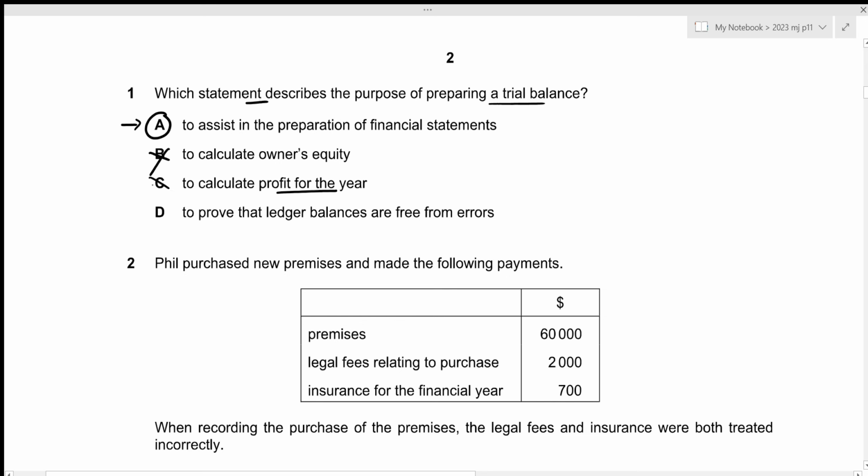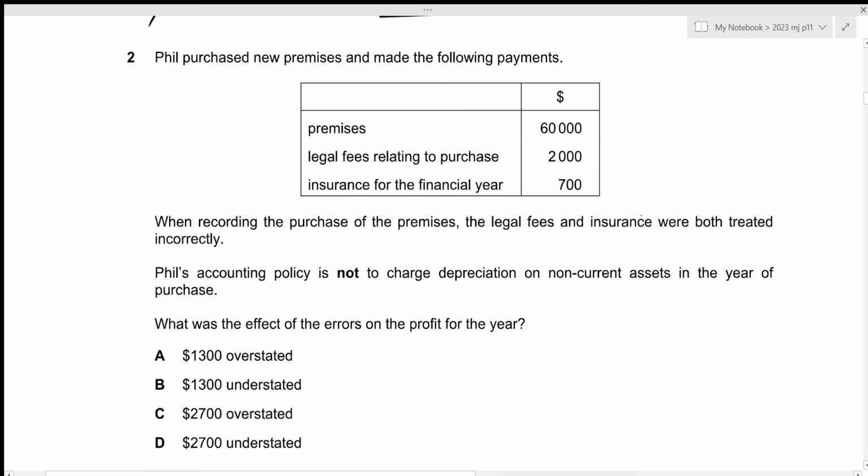So C is incorrect. Then the first one is to prove that the ledger balances are free from errors. Remember that trial balance cannot figure out all of the errors, such as the errors of omission, error of original entry, error of commission, compensating errors, and so on. So this is incorrect. Let's move towards the second question.